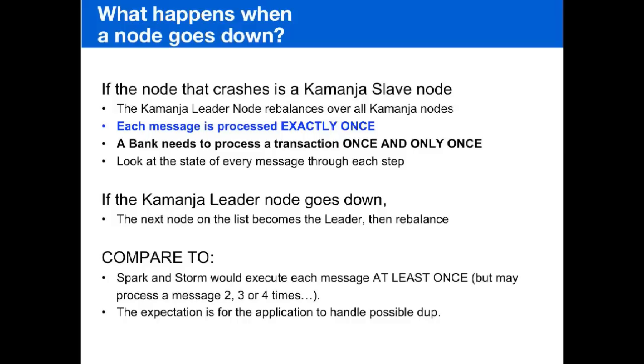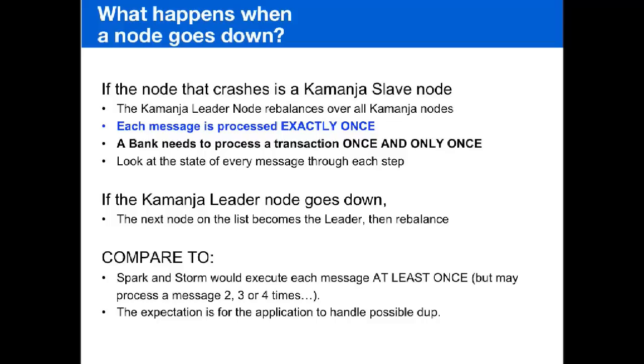Backing out of detail, what happens if a node goes down? So this speaks to robustness. You know, are you going to lose your financial transaction? So there's a Kamanja leader node, and then that would rebalance over all the Kamanja nodes. Each message is processed exactly once.